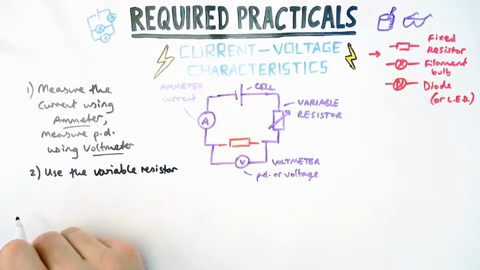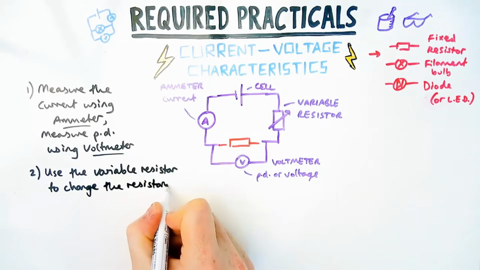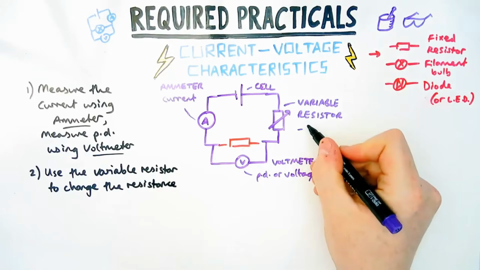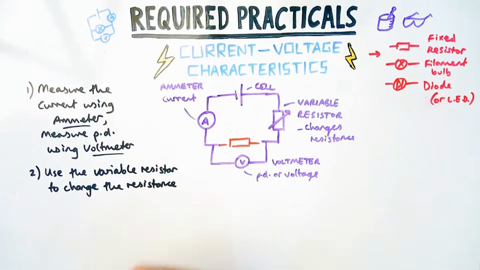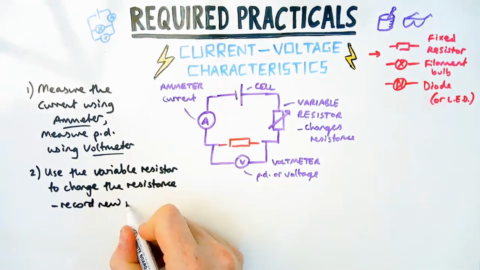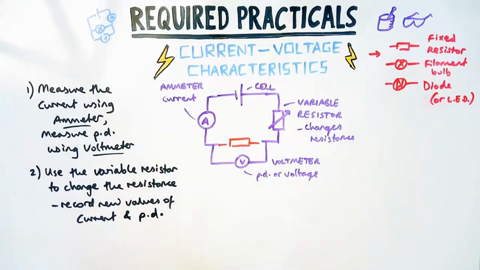The reason we want to do this is because we want to get a range of values for current and PD. We'll come on to what the graphs could be in a second, but the reason is we want a range of values. Then the ammeter and voltmeter readings will change. So we're going to record the new values of current and PD using the ammeter and the voltmeter. We should have a range of values, so we're going to repeat that last step or two to make sure that we have a few different values.